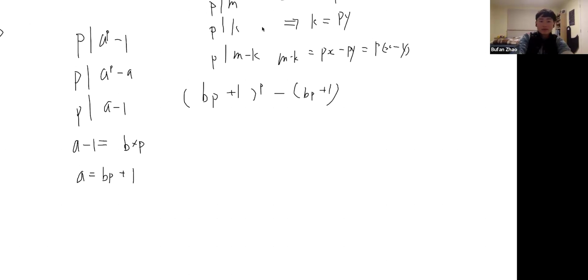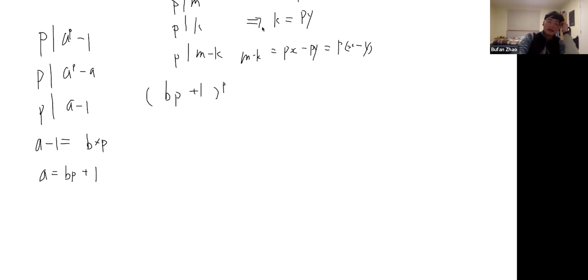Well, actually, never mind. We're looking... The question is asking for a^(p-1), so it's (bp + 1)^p minus 1. I'm just rewriting it somewhere else. So a^(p-1) is equal to (bp + 1)^p minus 1.